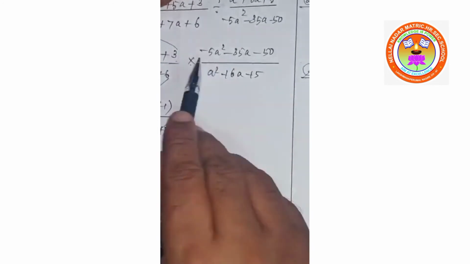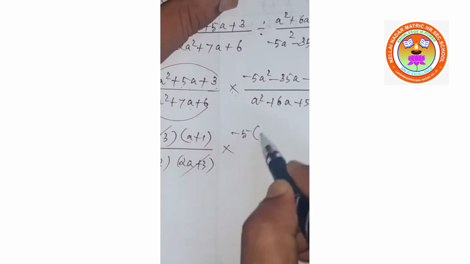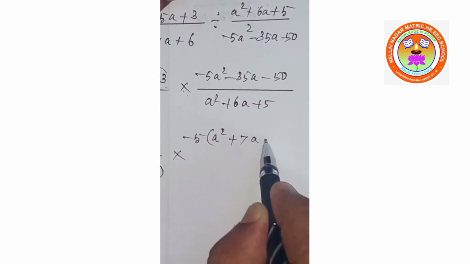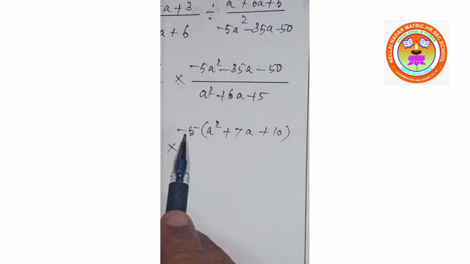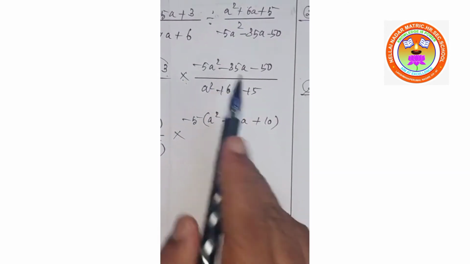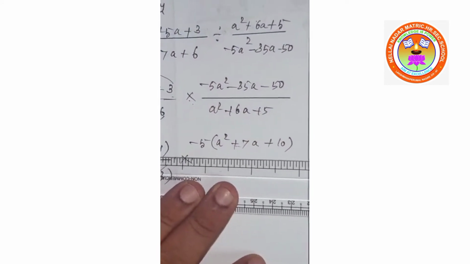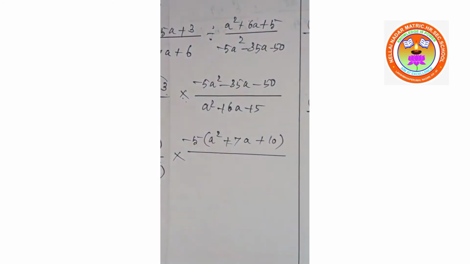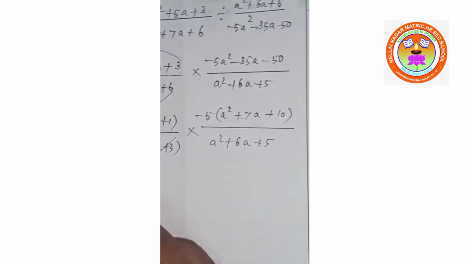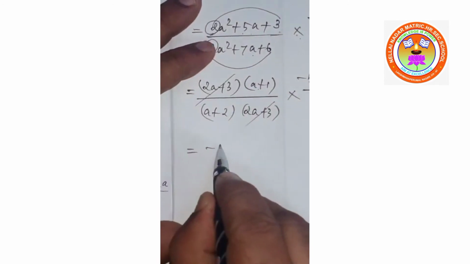Into, before factorizing we can take minus 5 as common. Correct? If you take minus 5 as common, here you have to write a squared plus 7a plus 10. Minus 5 into a squared, minus 5a squared. Minus 5 into 7a, that is minus 35a. Minus 5 into 10, that is equal to minus 50. So write this expression and the next step we can factorize. Okay, equals minus 5 into a plus 1 is minus 5 into a plus 1.